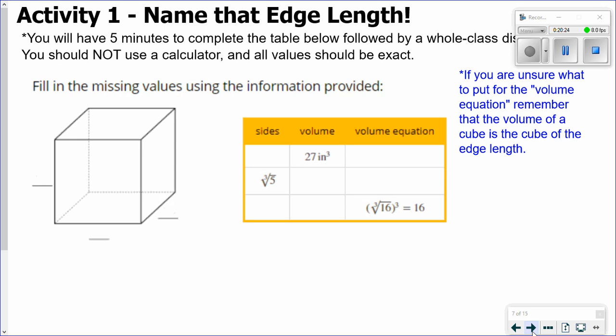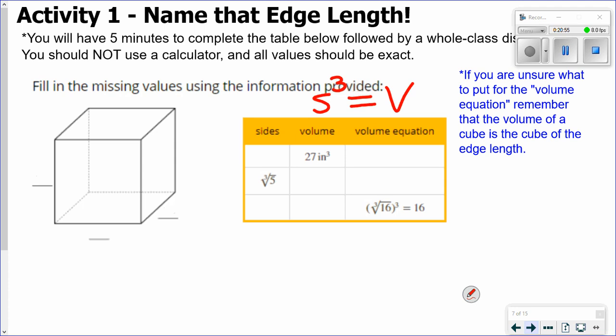If you're unsure of what to put for the volume equation, remember that the volume of a cube is the cube of the edge length. Or another way we can write that out is side cubed equals volume, or volume equals side cubed. I'm sorry, I totally wrote squared. That's a big no-no, because volume we know is cubed, three-dimensional, right? All right, so this should help you guys out, hopefully.